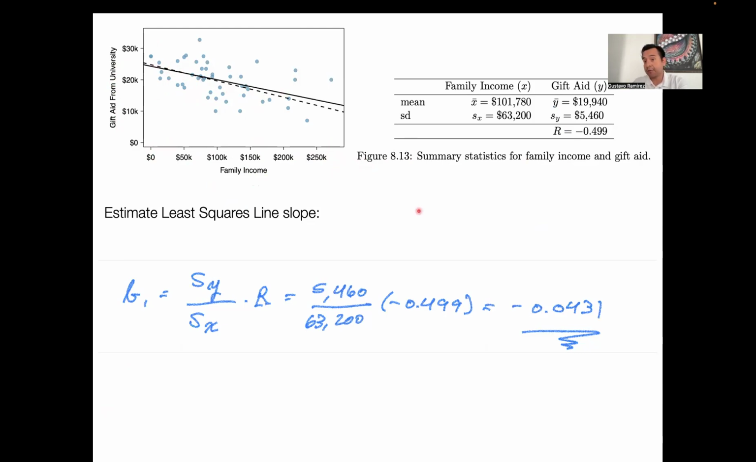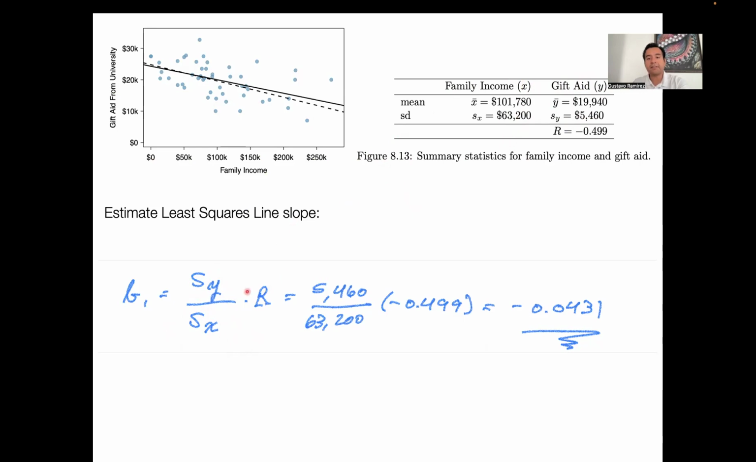In order to find the slope to draw that best fit line, we need the following. We need the standard deviation of the response variable, which in this case is gift aid. That standard deviation would be right here, $5,460. And we need to divide that by the standard deviation of the predictor variable, which would be family income, or X, and that would be $63,200.